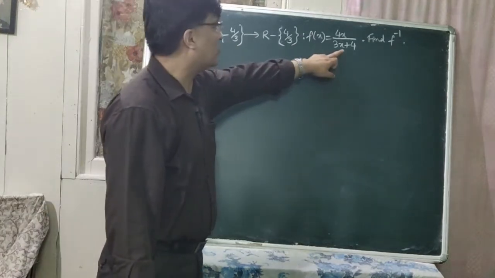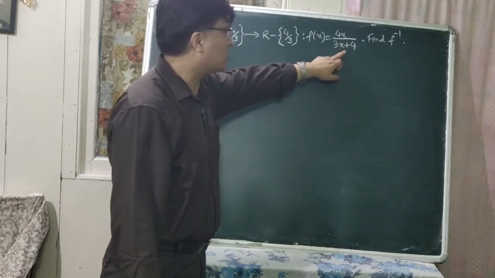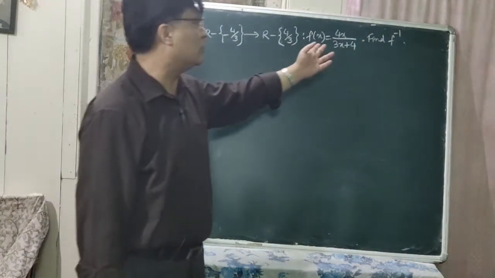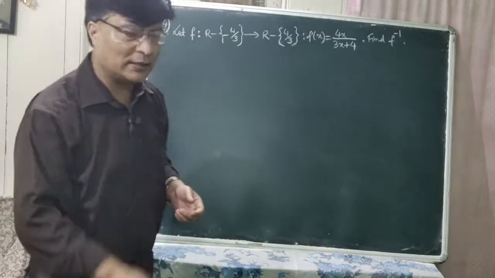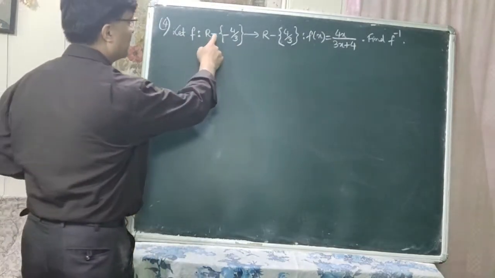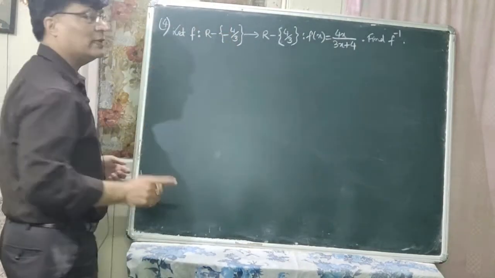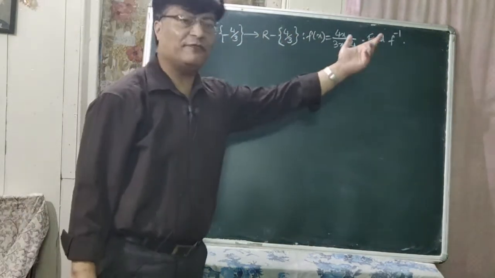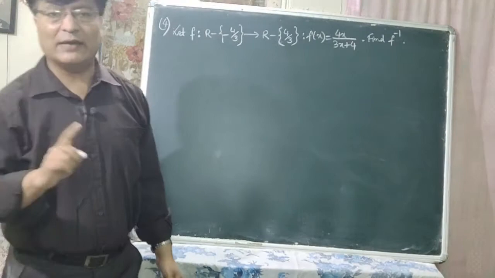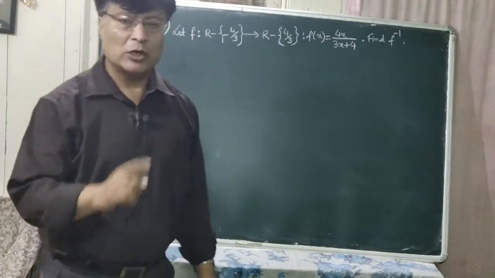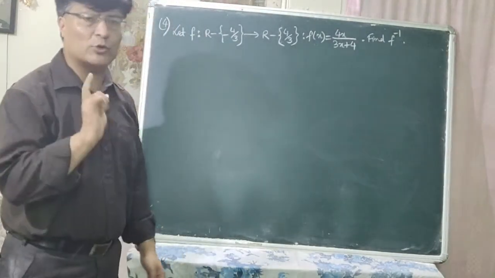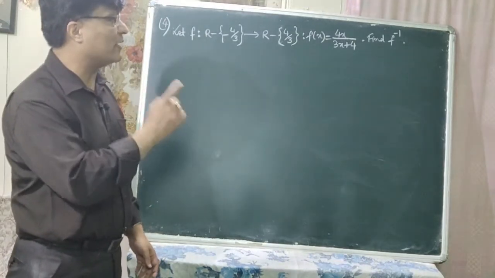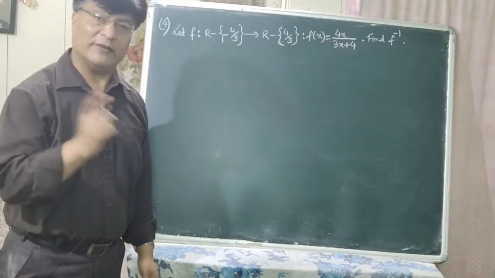If you put x is equal to minus 4 by 3 here, 3 gets cancelled, minus 4 plus 4 is 0. That is, the denominator is 0. If the denominator is 0, it is undefined. That's why it is written here R minus within second bracket minus 4 by 3. Is that clear? So find f inverse. You have to find out f inverse in this case. So in this case, you don't have to show that f is invertible. So directly you can find out f inverse.